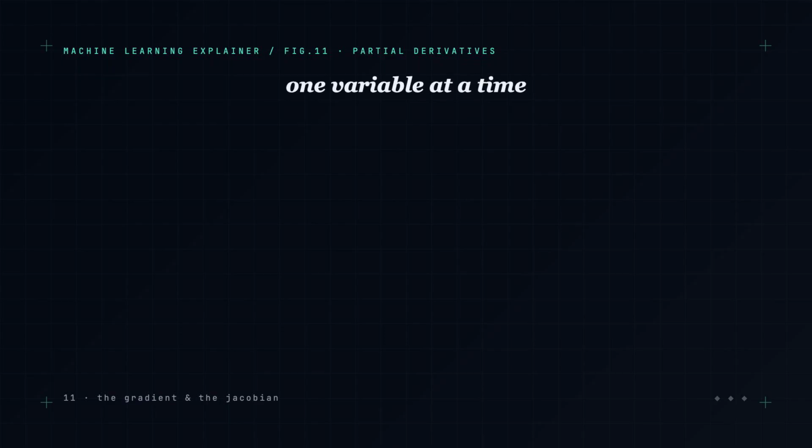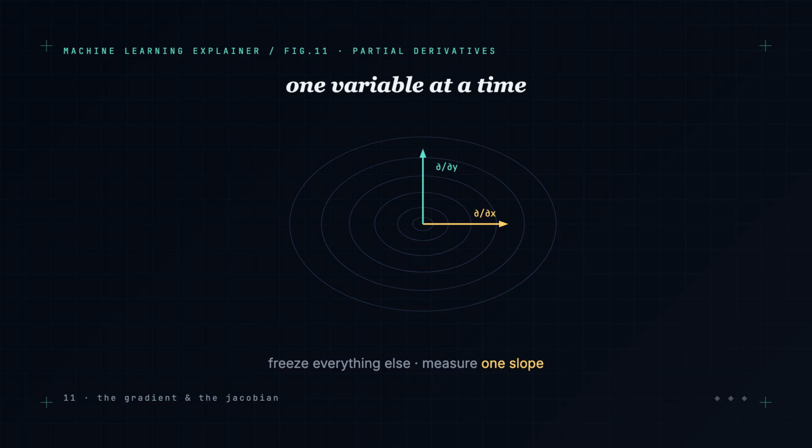But our functions don't have one input, they have millions. So we ask the question one variable at a time. A partial derivative is the slope with respect to just one input, holding all the others frozen. How does the loss change if I wiggle only this one weight? Freeze everything else, measure the slope, do that for each input, and you get a whole collection of slopes.